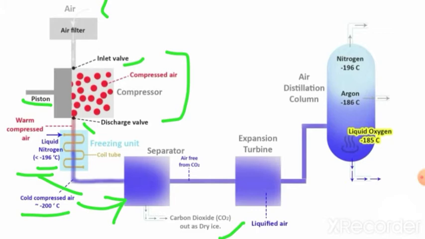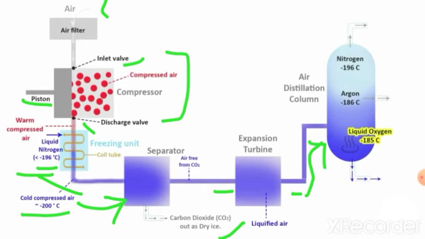Now, this air which is free from carbon dioxide needs to be liquefied. Still the air is in gaseous form. It needs to be liquefied so that it can be further separated into its respective components. So this air will now pass to an expansion turbine. Here the air gets liquefied. This liquefied air will now pass on to a distillation unit.